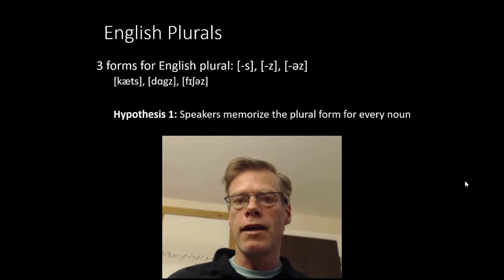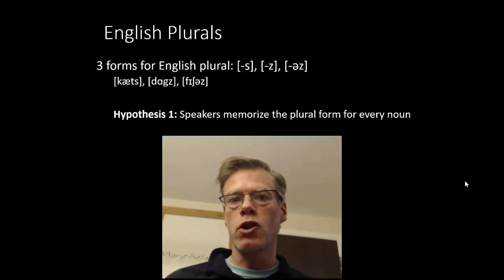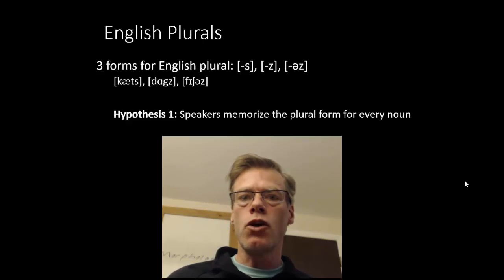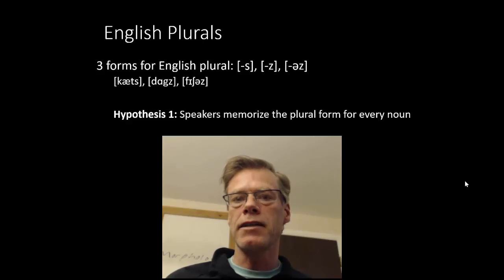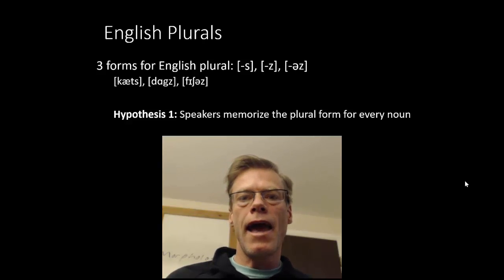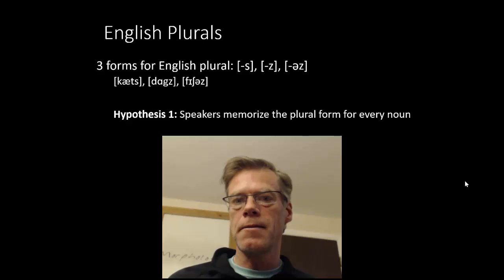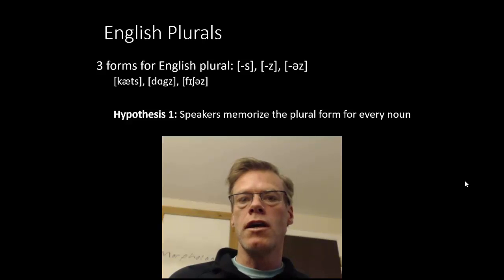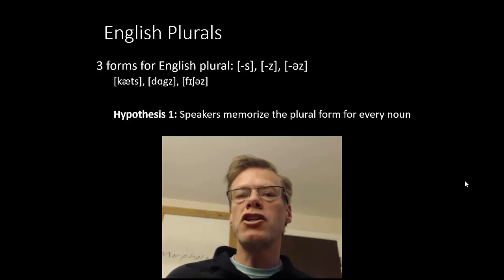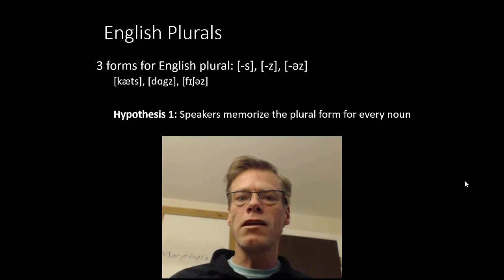Hypothesis number one is that speakers simply memorize the plural form for each noun. So, for example, part of knowing the noun cat is knowing that its plural is cats, and the plural for dog is dogs, and the plural for fish is fishes. We know that has to be the case, at least for some nouns. For the noun child becoming children, there's no rule that we can posit that explains how speakers know which one to use. They just memorize that. However, for the regulars, this hypothesis just doesn't work.